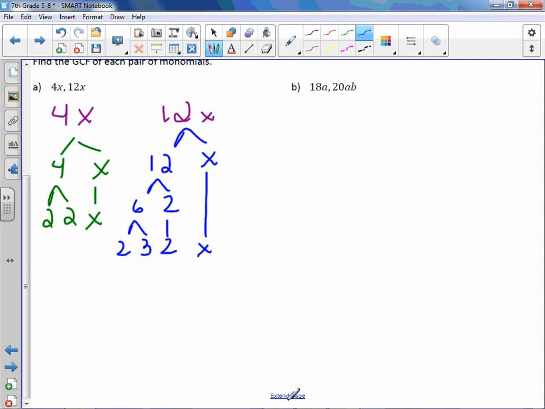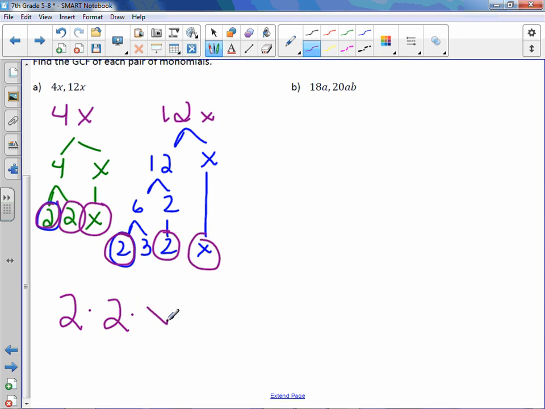You need to find the factors that are in common. 2 is in common. Another 2 is in common. And x is in common. So the GCF is 2 times 2 times x, or 4x.